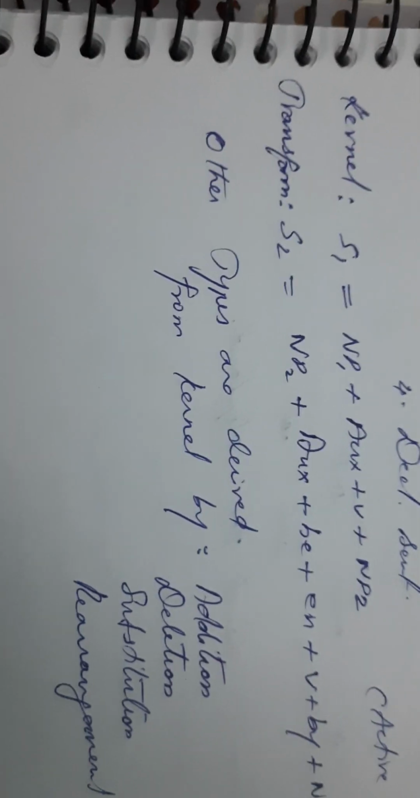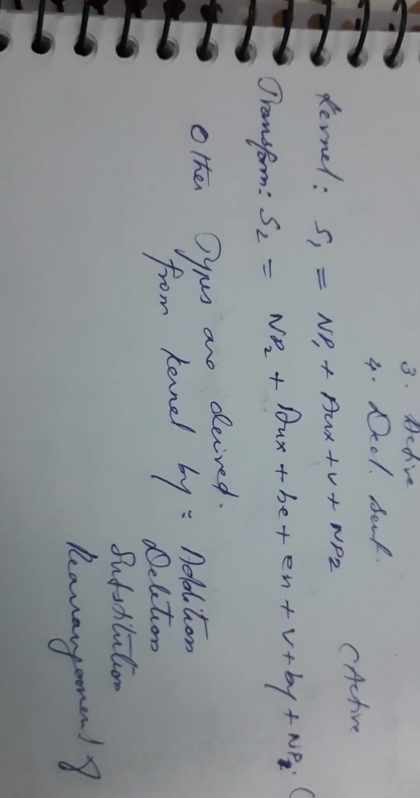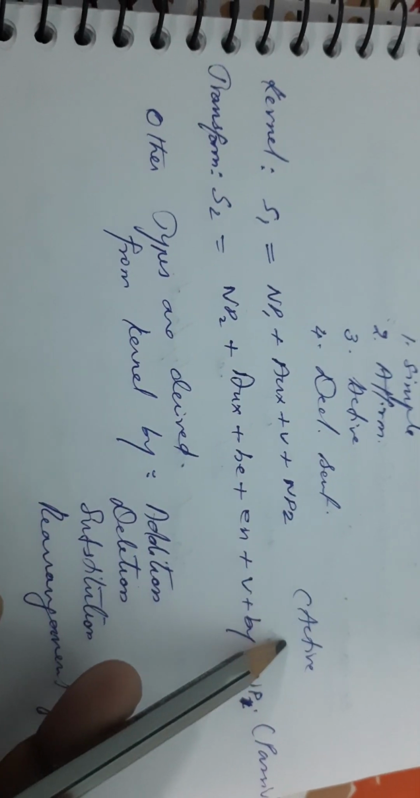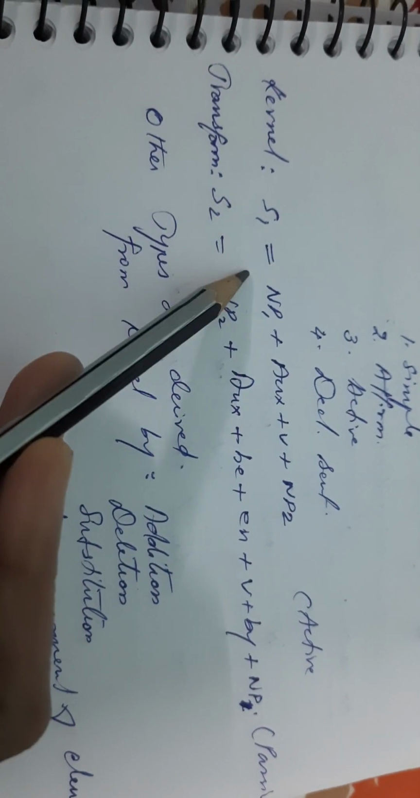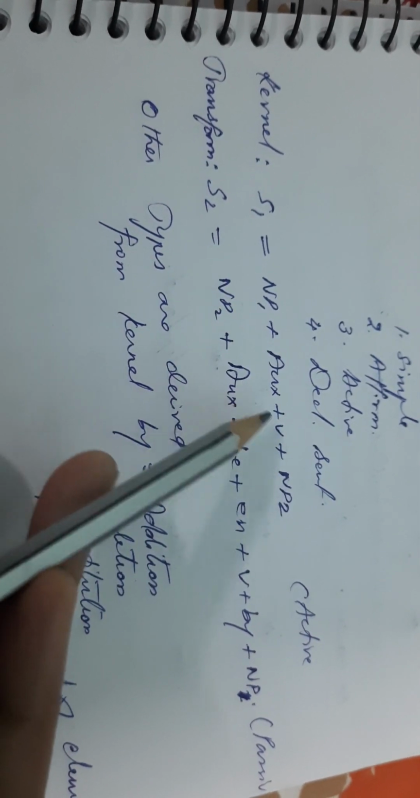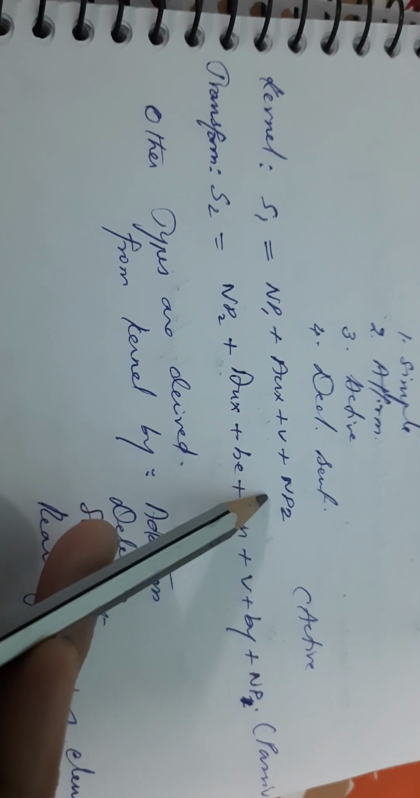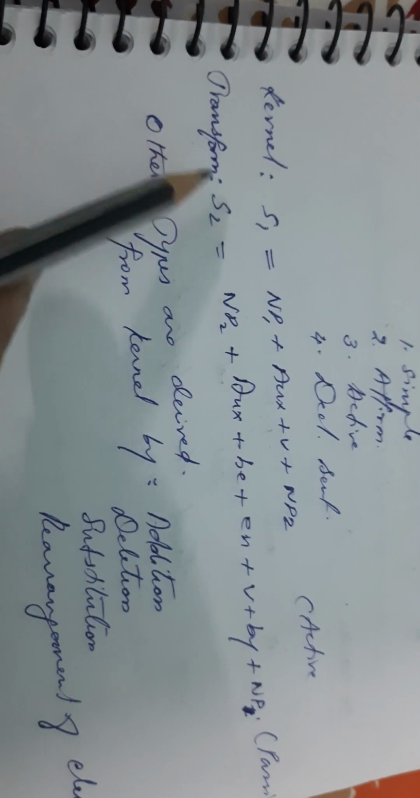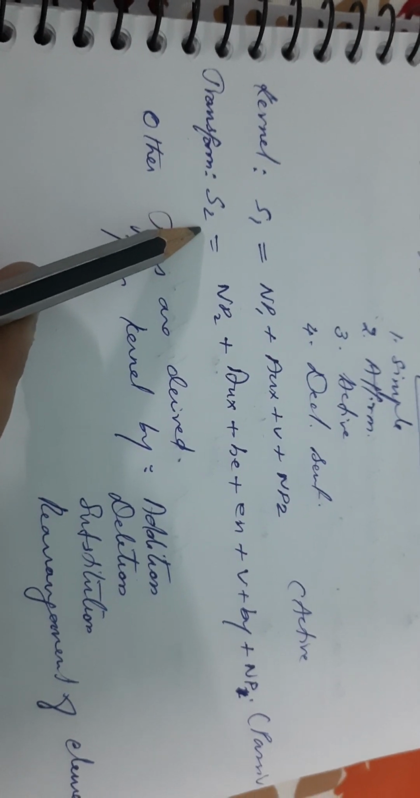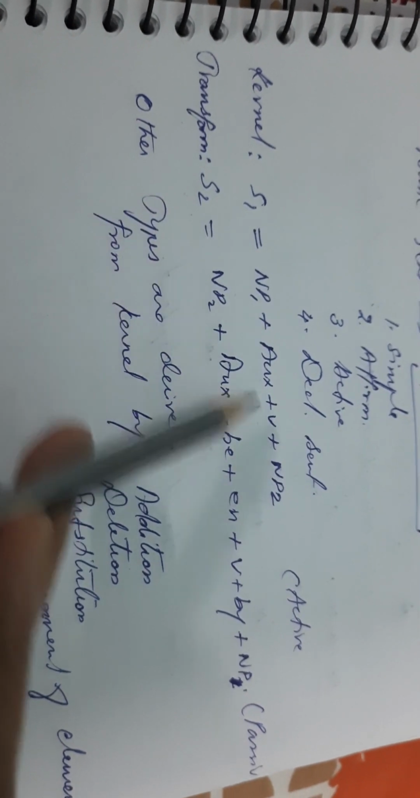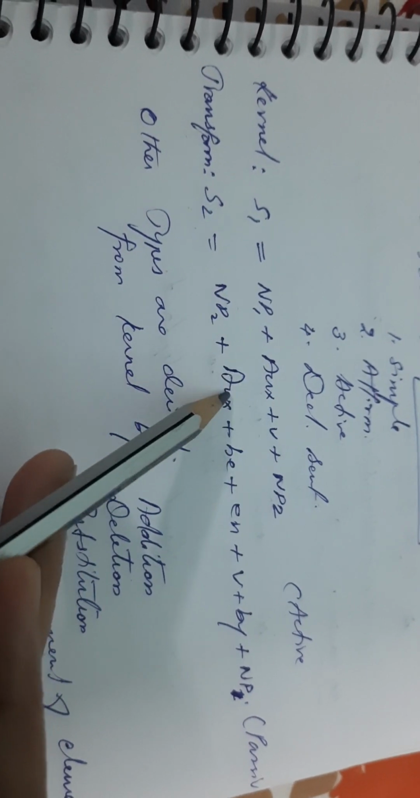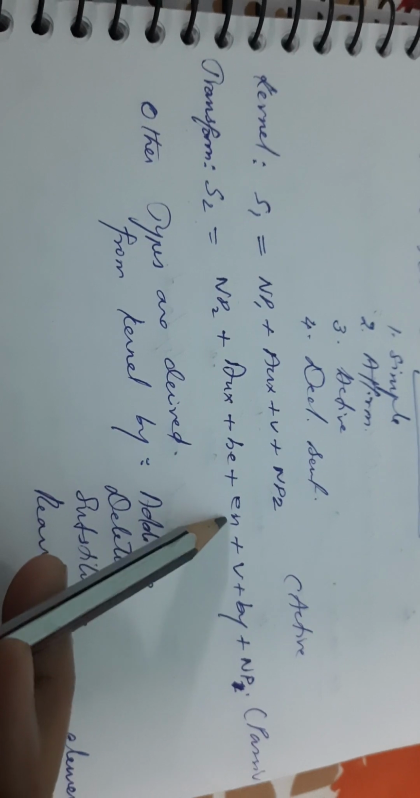So here is one example where we have the kernel sentence, that is the basic sentence, which is in active voice. Okay, so the sentence is put like this: NP plus auxiliary plus verb plus NP2. It's like a formula only. So how to transform it into a passive sentence? Okay, so in this passive sentence NP2 will be put at the front and followed by auxiliary, and then its be form and then EN.